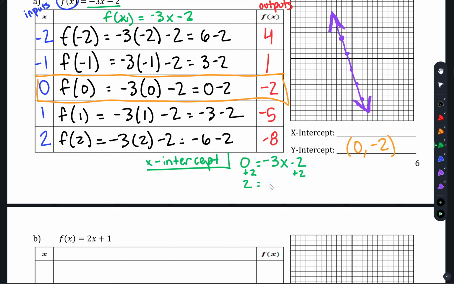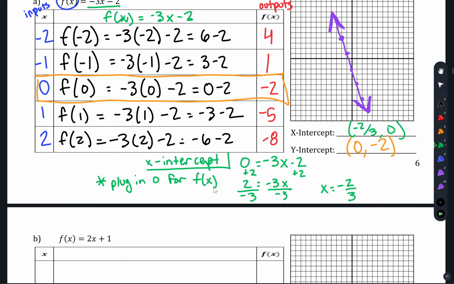Am I going too fast, or do we understand what's going on? So our x value is -2/3 for our x-intercept. Make yourself a note: plug in 0 for f of x. Don't try to eyeball this by looking at the graph. Any questions on this?